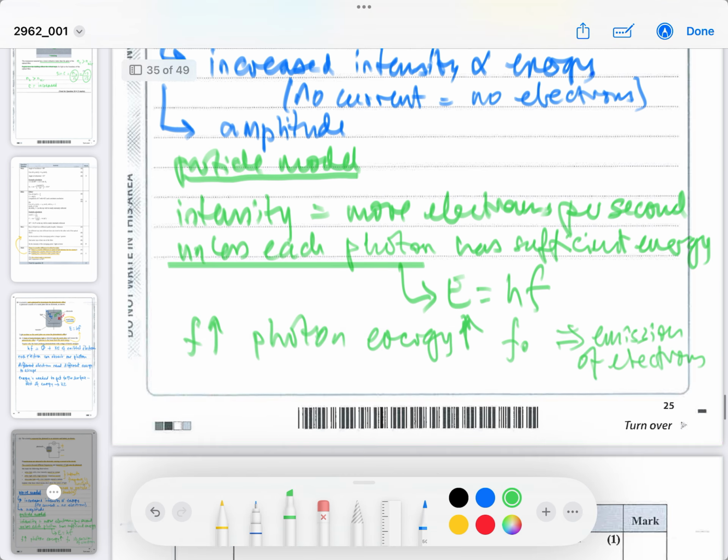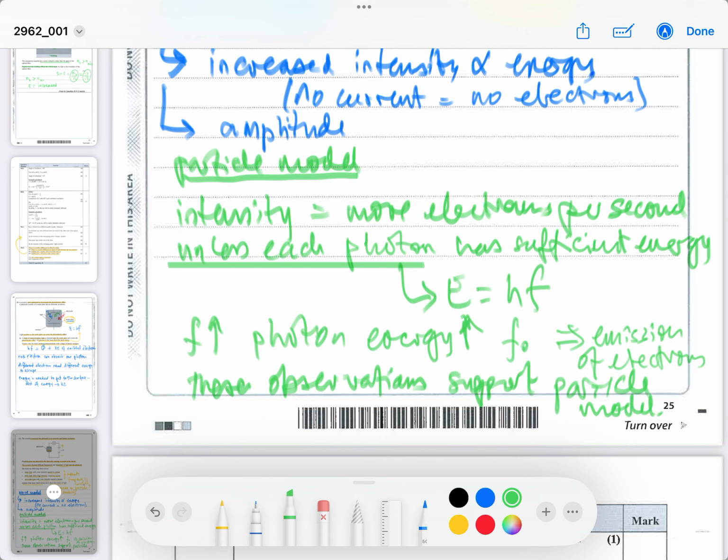And the latter is observed, so because we observe that when you increase the frequency, there are emissions of electrons, this supports these observations. Support the particle model. Sorry about my big writing, but I hope you get the point. And those are the 5 points you need to look at.